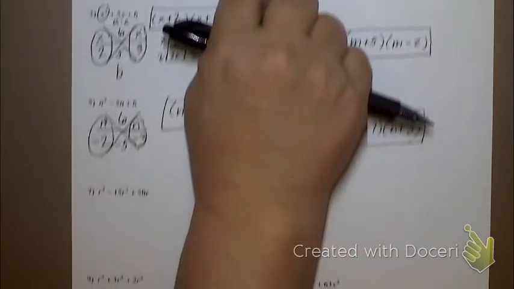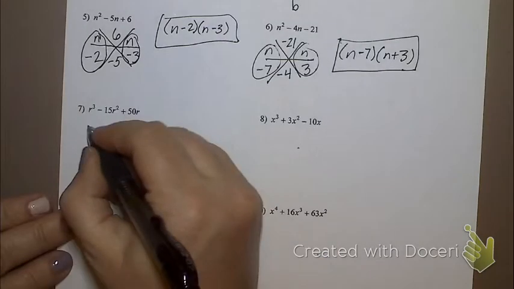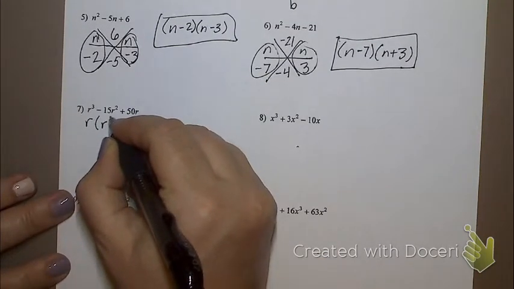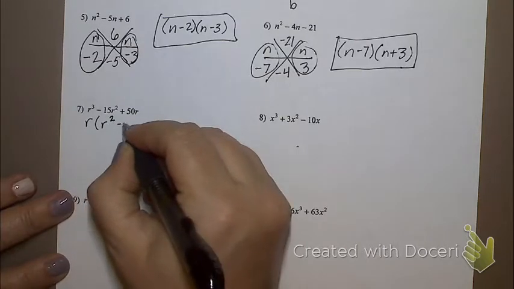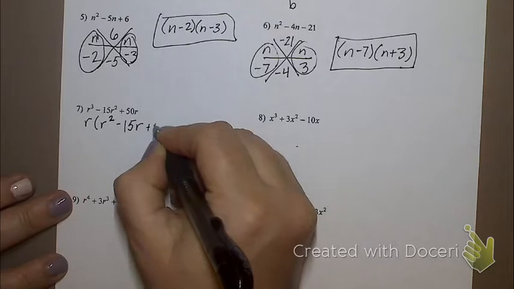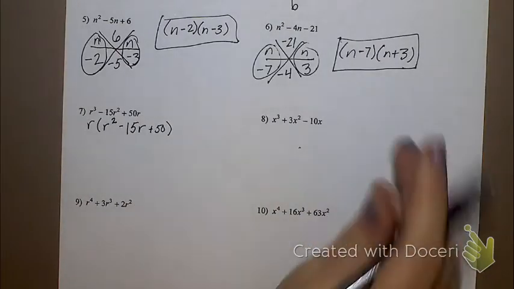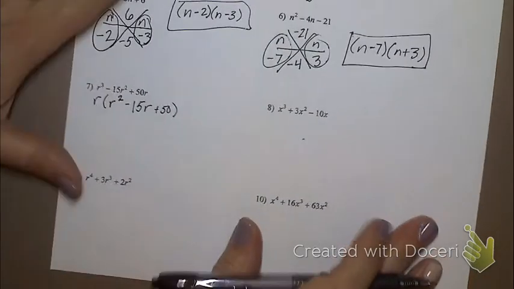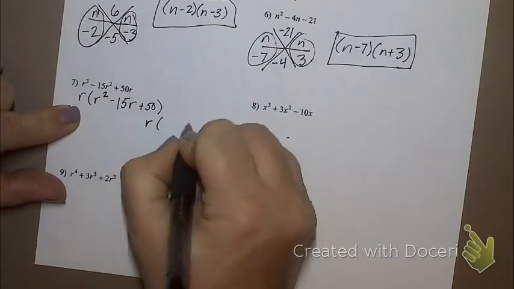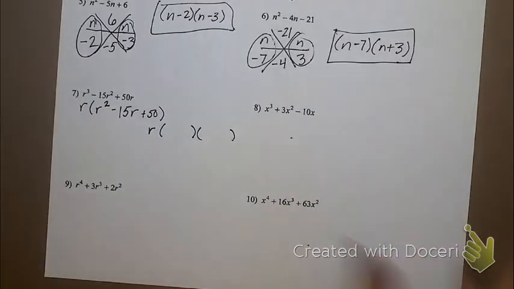Do they have something in common? What can come out? So when I take an r out, what's left inside? R squared minus 15r plus 50. So that means my final answer is going to have an r out in front and then my 2 parentheses. Does that make sense?